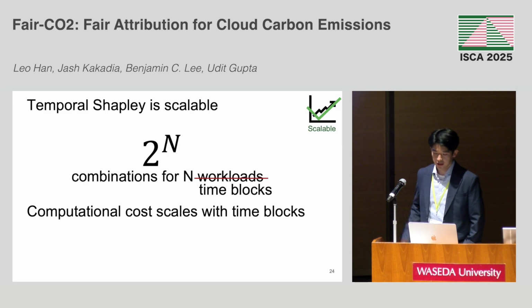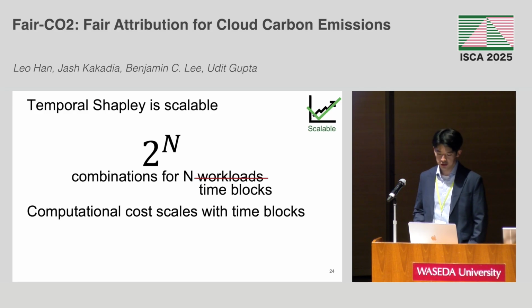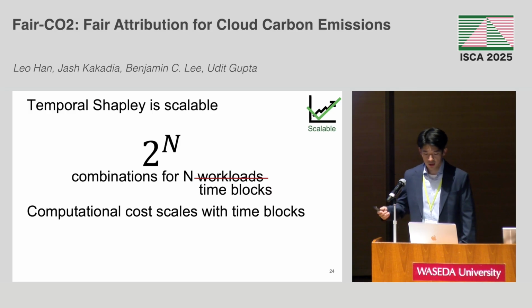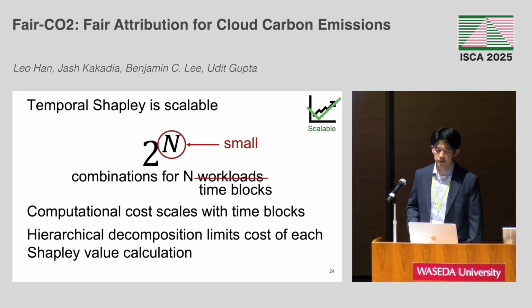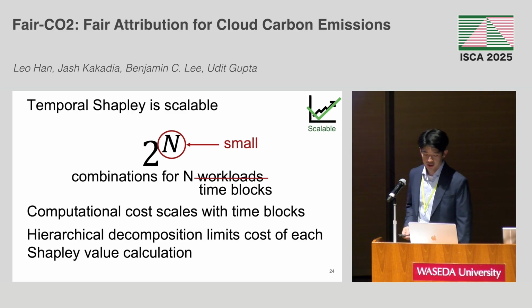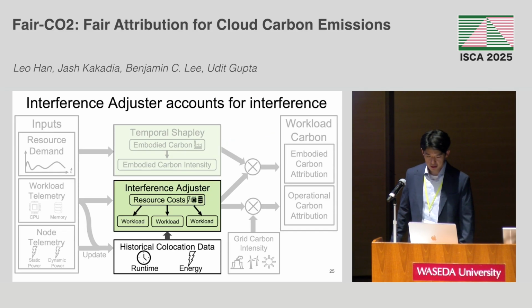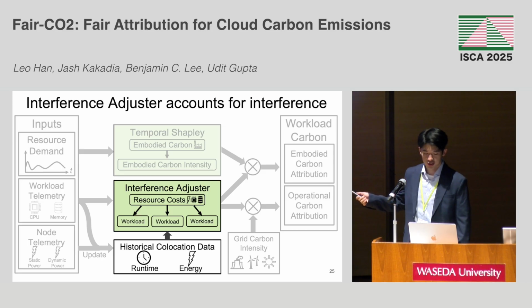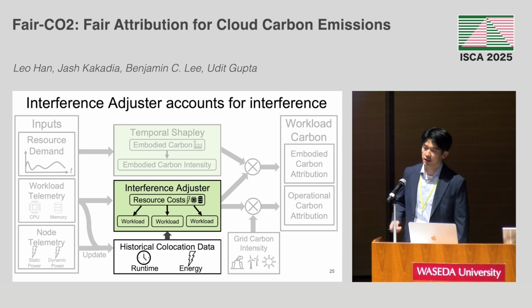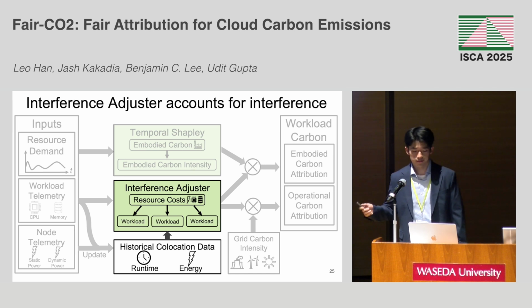By using time blocks as players in the Shapley value calculation, the computational cost no longer scales with the number of workloads. Moreover, through a hierarchical decomposition approach, we'll limit the exponent and the exponential cost of the Shapley value calculation. The second core component of Fair-CO2 is the interference adjuster, which adjusts resource cost allocations to workloads to offset the unfair effects of interference.